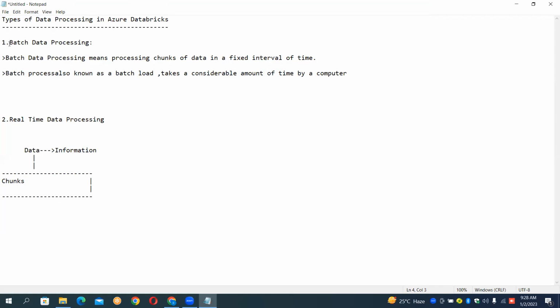So what do you mean by batch data processing? Batch data processing is nothing but processing these data chunks in a fixed interval of time. Getting my point? Processing these chunks in a fixed interval of time is called batch data processing. Yes, everyone is clear? Yes, guys, or not? Please tell me.